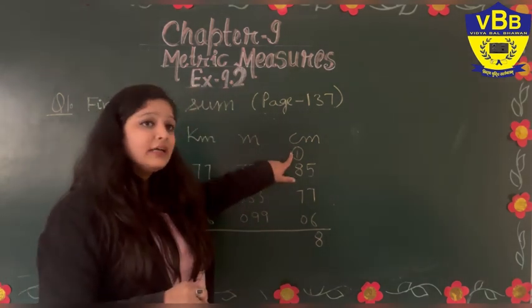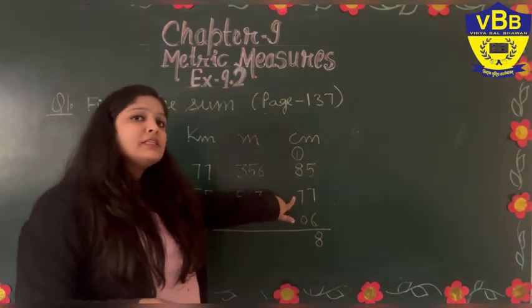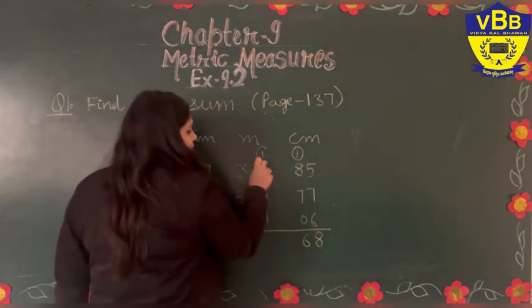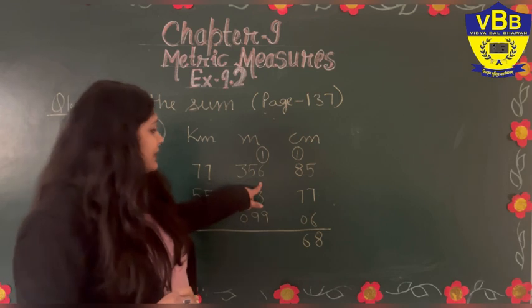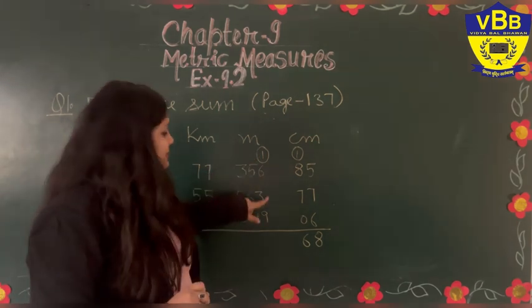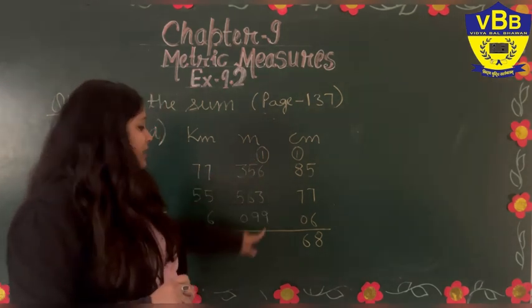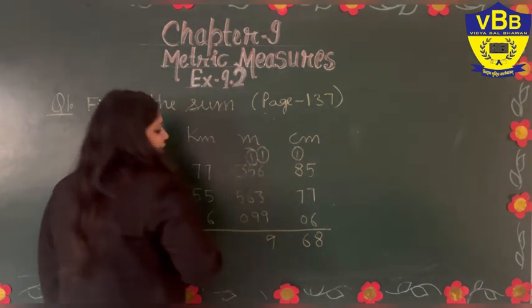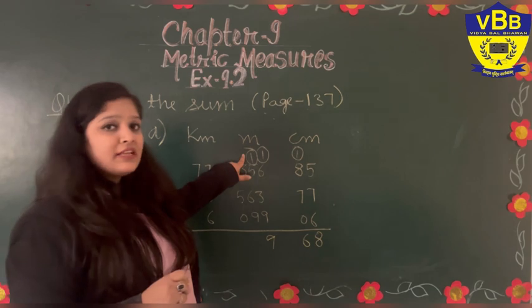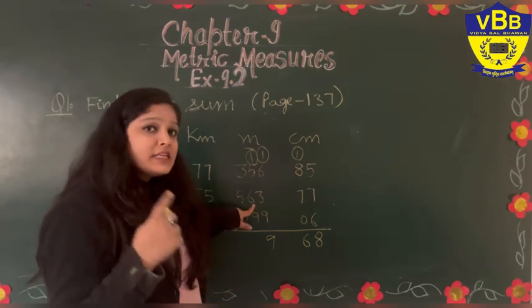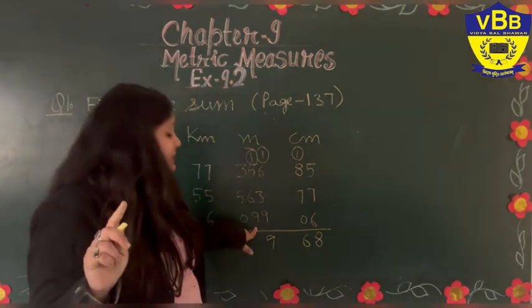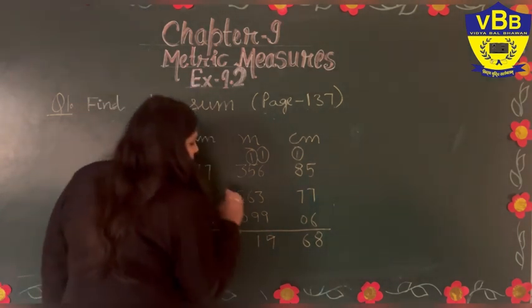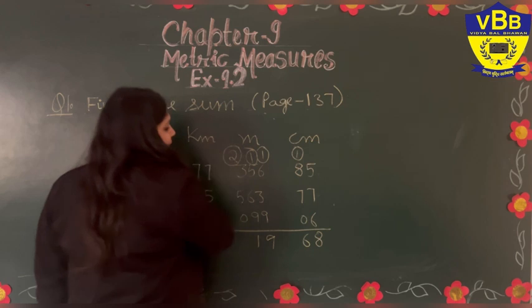8 plus 1, 9. 9 plus 7, 16. So we will write 6 here and 1 will be carried forward. 6 plus 1, 7. 7 plus 3, 10. 10 plus 9, 19. And 1 will be again carried forward. 5 plus 1, 6. 6 plus 6, 12. 12 plus 9 will be 25. 1 will be written here and 2 will be carried forward.